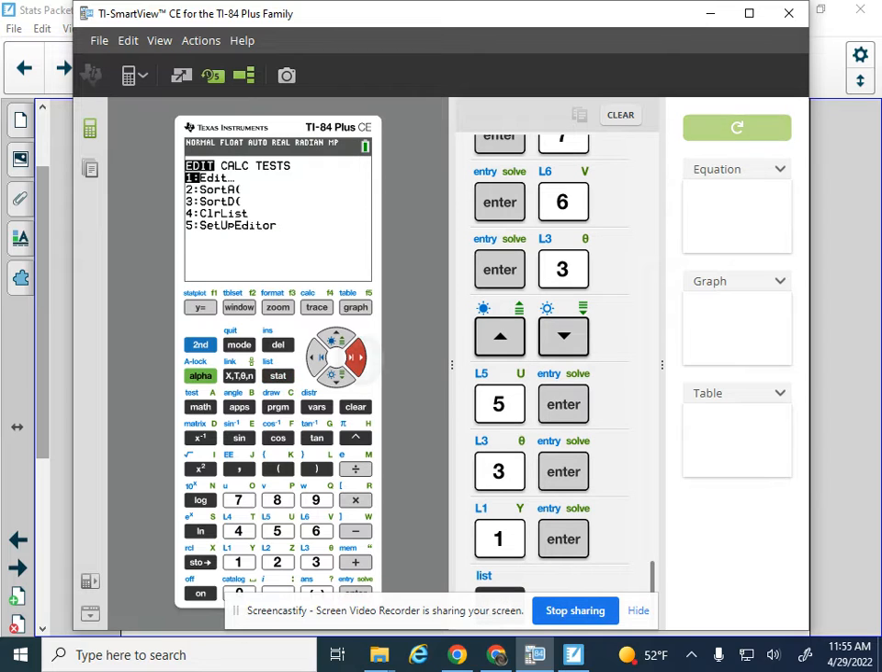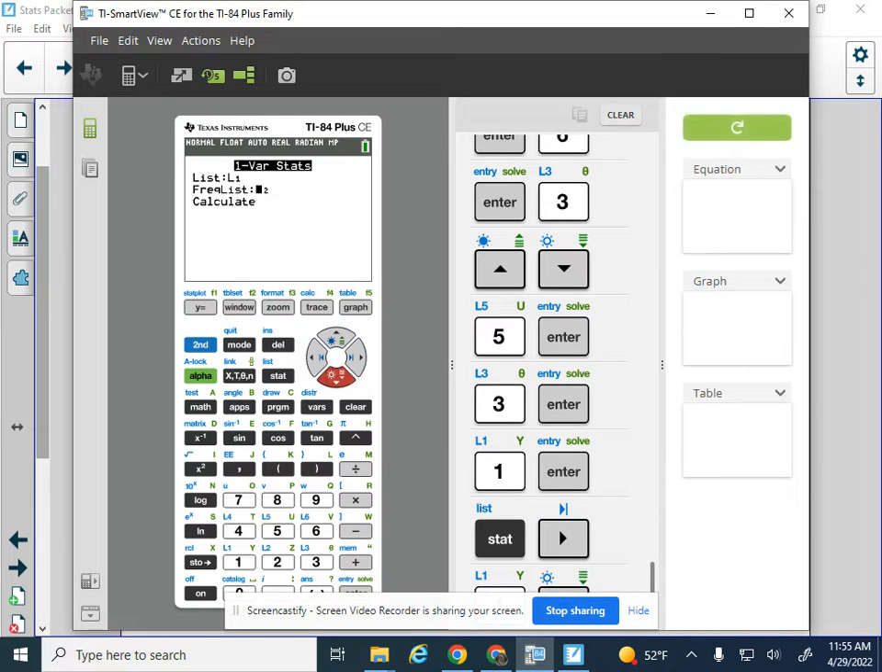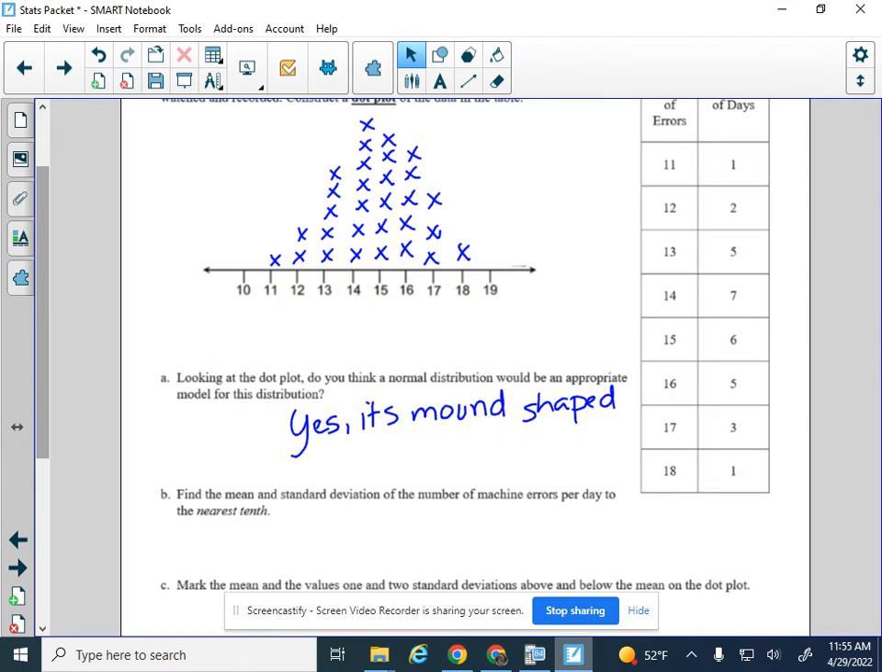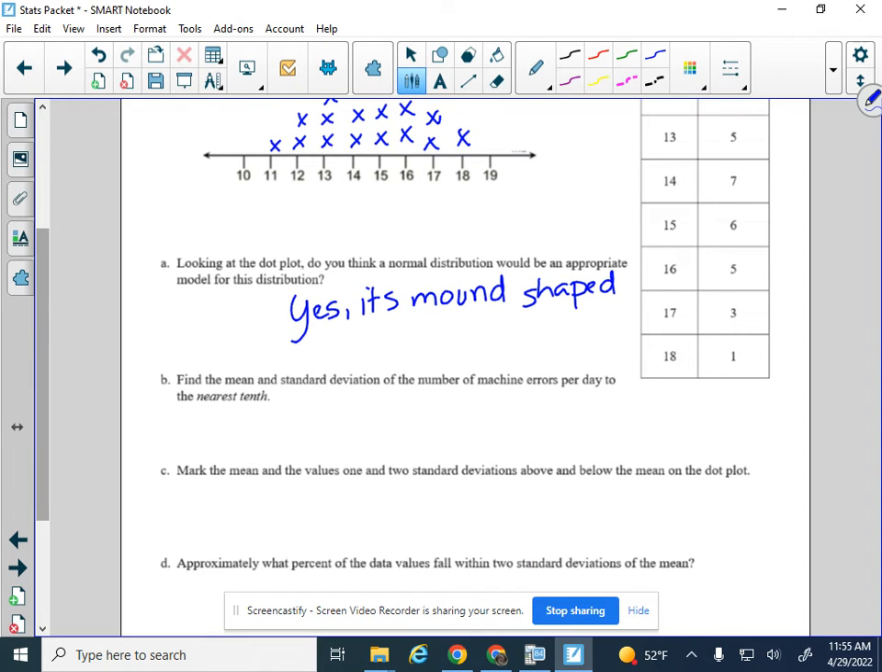We're going to go to stat calc. This is explained slower in the previous video, so if you need to go back to that one, you can. One variable stats. Now, if you've already set it up, L1 and L2 will be there. Just make sure you check. So here are my statistics. Going back to the lesson, it says find the mean and standard deviation of the number of machine errors per day. My mean was 14.6, and my standard deviation was 1.7 to the nearest tenth.